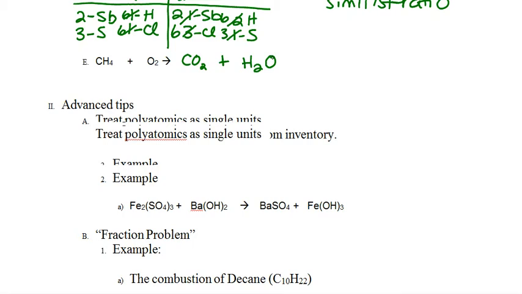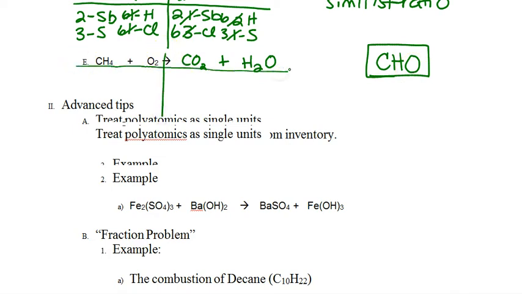And so I call this a CHO problem. CHO. Reason why is you want to balance in that order. CHO. Okay? If you always balance in that order, you will always not want to pull your hair out. So going through, I have 1 carbon, 4 hydrogen, 2 oxygen. And here I have 1 carbon, 2 plus 1, 3 oxygen, and 2 hydrogen.